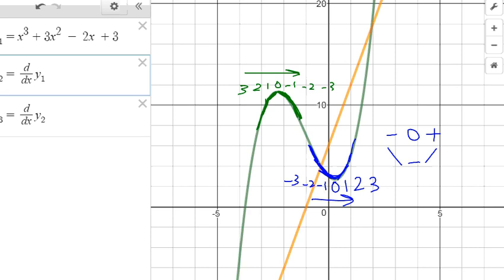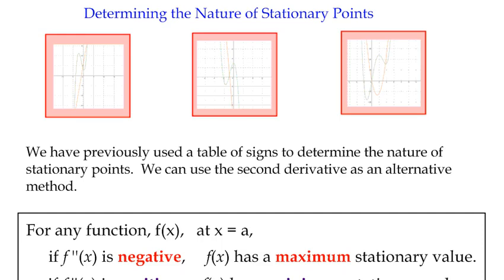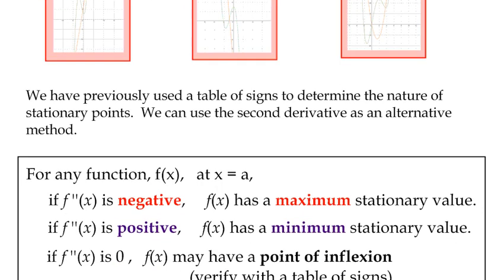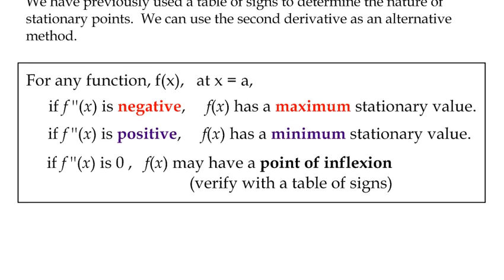So that's hopefully an explanation of why the second derivative helps us to predict the nature of the turning point. And if you have a look at here, I'll just summarize it on this table.